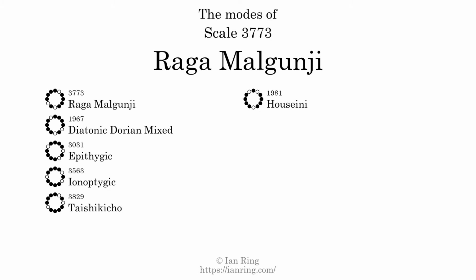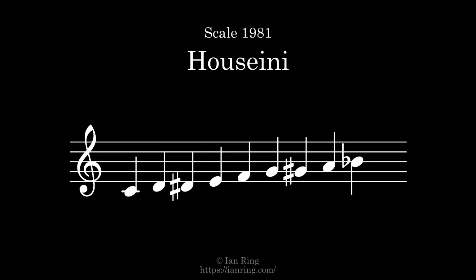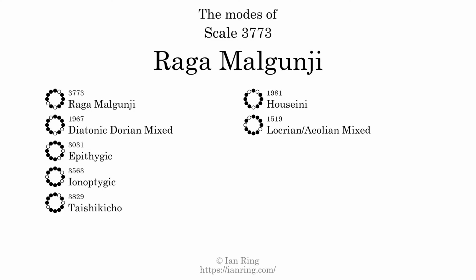The sixth mode is scale 1981, also known as Hausaini. It sounds like this. The seventh mode is scale 1519, also known as Locrian Aeolian mixed. It sounds like this.